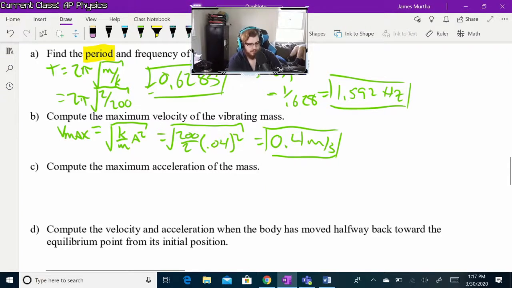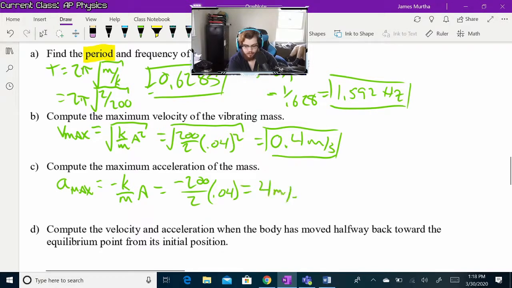Then we have to find our Amax, which is our maximum acceleration. Amax is equal to negative K over M times our amplitude. We have negative 200 over 2 times 0.04. So that's going to be negative 100 times 0.04. We move the decimal over 2 spots and we get 4 meters per second squared.